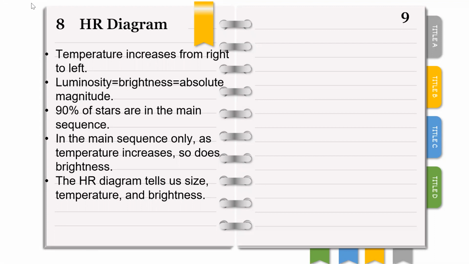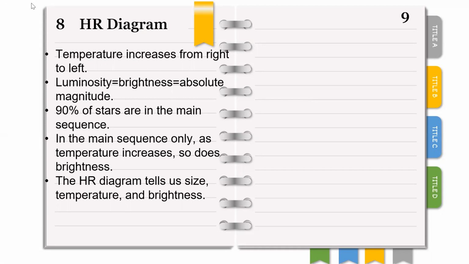So our main facts from the HR diagram: temperature increases right to left, the opposite of math. Luminosity means the same thing as brightness and the same thing as absolute magnitude. 90% of stars are in main sequence, that diagonal band across the HR diagram. In the main sequence only, as temperature increases, so does brightness. So in that line, when that line goes up, the temperature is going from right to left increasing, and also the brightness is going from top to bottom increasing.